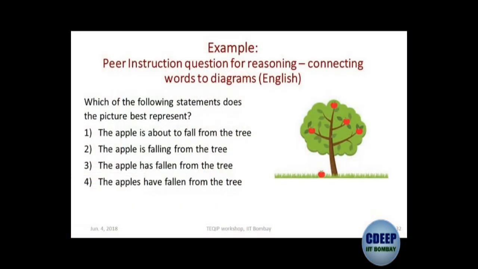So here is an example from English. I really like this example. It's for 3rd standard English. It converts text, it makes students go back and forth between a diagram, a simple picture, and text. Which statement out of these best represents this picture?